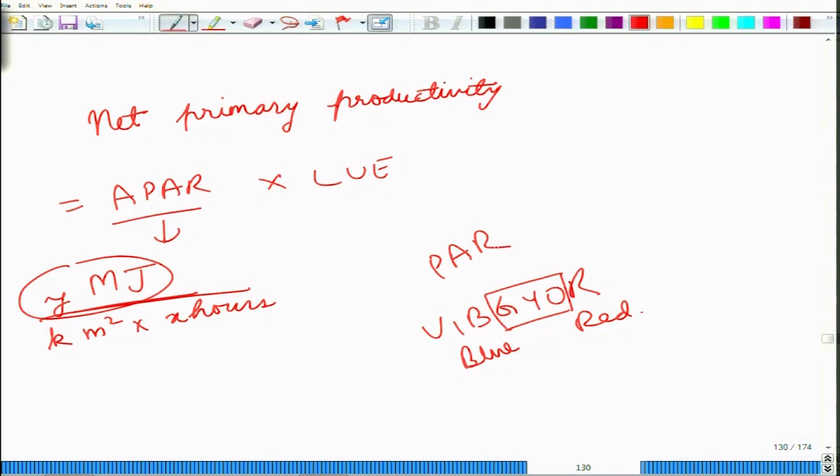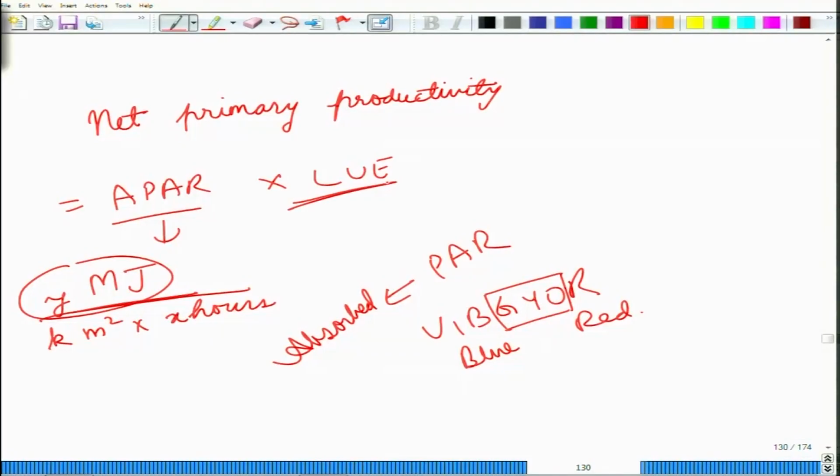Now, out of that photosynthetically active radiation, the total amount that gets absorbed is the APAR. That radiation is given in terms of how many megajoules of energy there were per unit time per unit area. So, which is why we have megajoules per unit time per unit area.